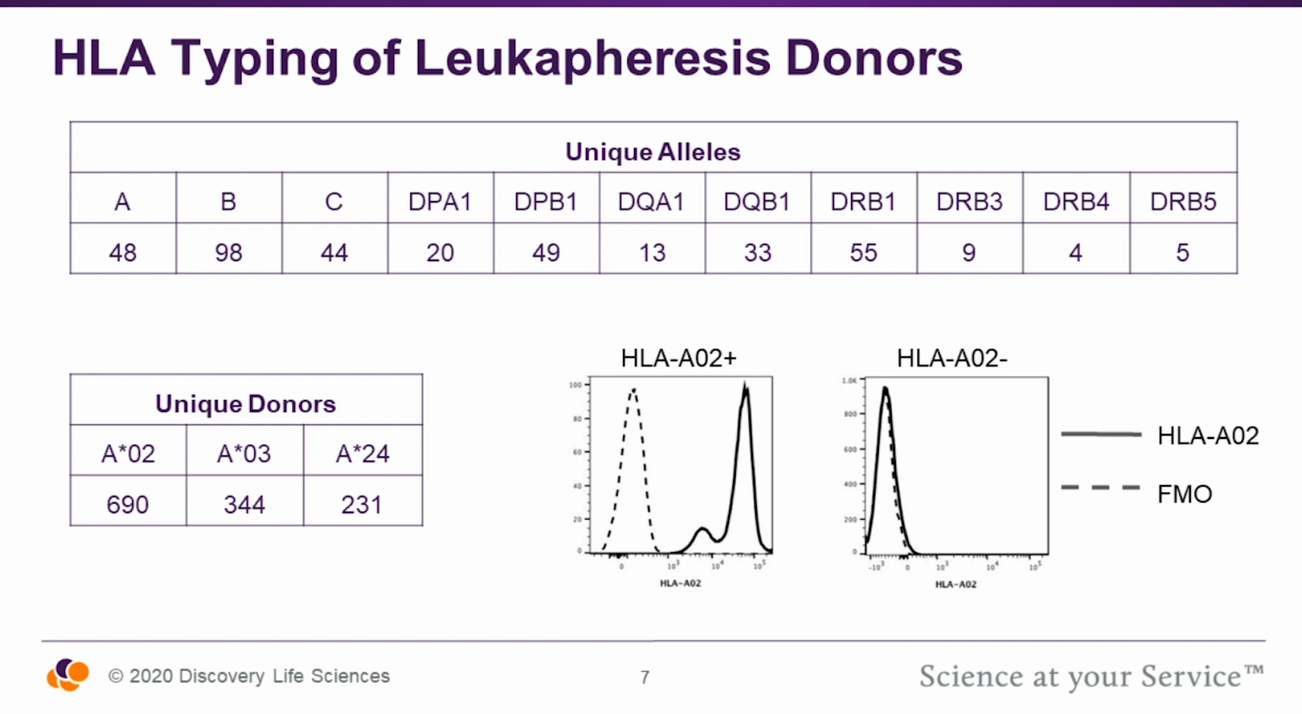So our apheresis donors are fully typed at the HLA loci. This slide just gives you an indication of the number of unique alleles we see at each locus to show that we do have a breadth of many, many different alleles that are available.